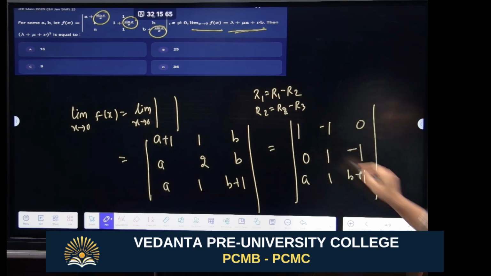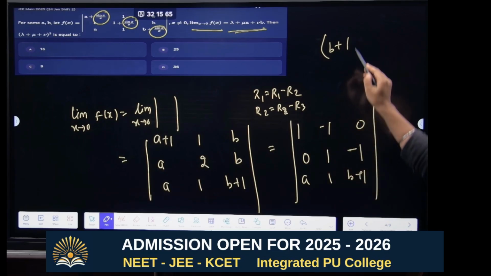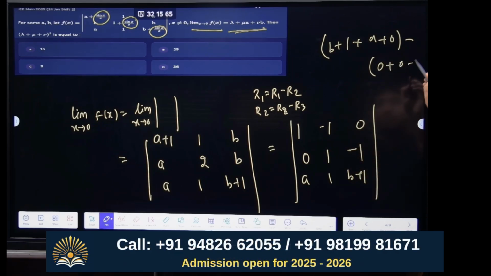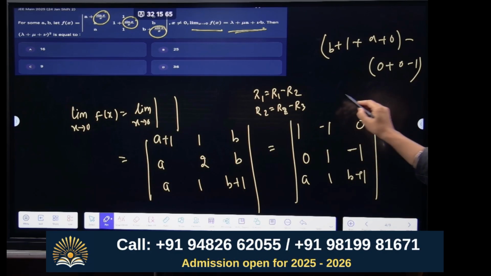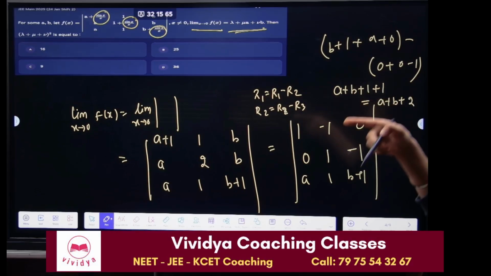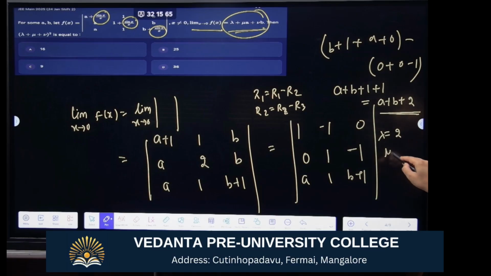Now simplify it. This is going to be b plus 1 plus a plus 0 minus 0 plus 0 minus 1. So this is coming a plus b plus 1 minus minus plus 1. So if you solve the determinant by using the limit, the value is coming a plus b plus 2. But it is given this value is equal to lambda plus mu a plus nu b. So if you compare, lambda will be 2, mu will be 1, and nu will be 1.